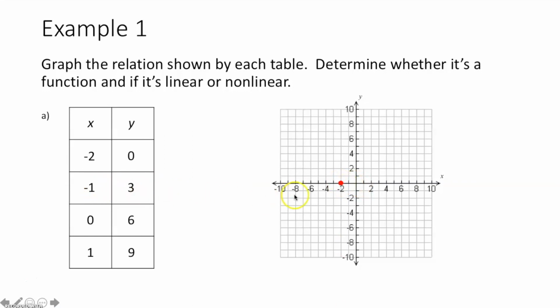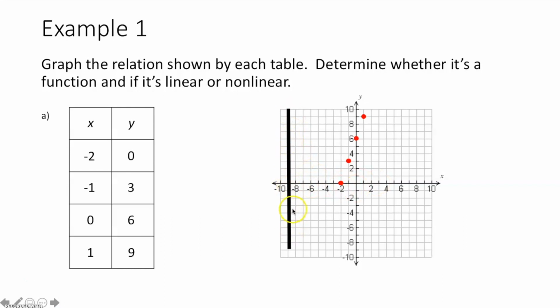-1, 3. I'm going to go over -1 on my x-axis, up 3 on my y-axis, put a point. 0, 6. I'm going to go over 0 on my x-axis, up 6 on my y-axis, put a point. And then 1, 9. I go over 1 on my x-axis, up 9 on my y-axis, put a point. Now, let's determine, is this a function? To do that, we're going to use the vertical line test. Now, remember the vertical line test, we're going to move across the graph from left to right with our vertical straight edge.